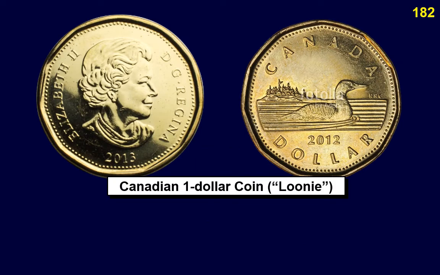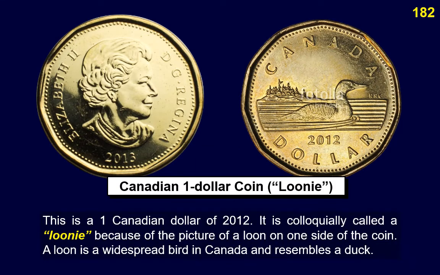This is a 1 Canadian dollar coin of 2012. It is colloquially called a loonie because of the picture of a loon on one side of the coin. A loon is a widespread bird in Canada and resembles a duck.